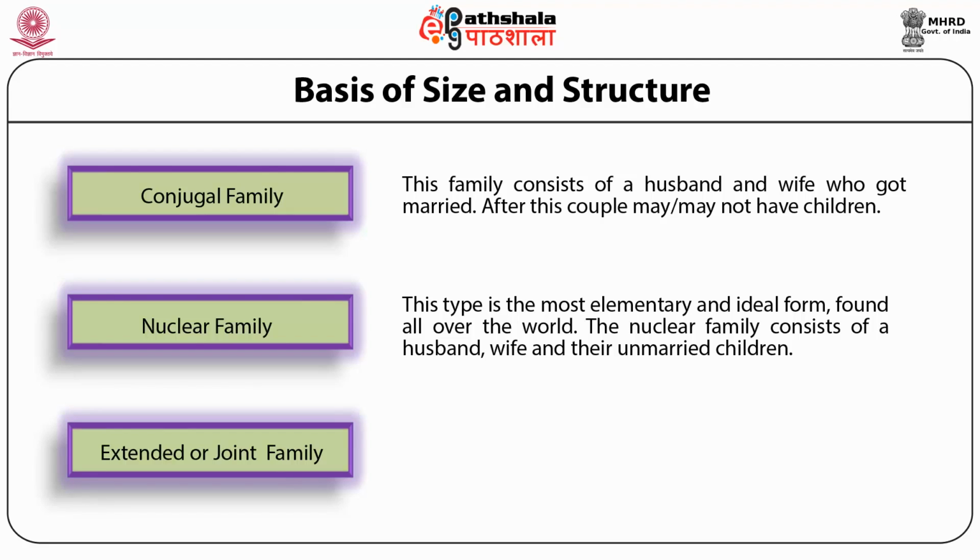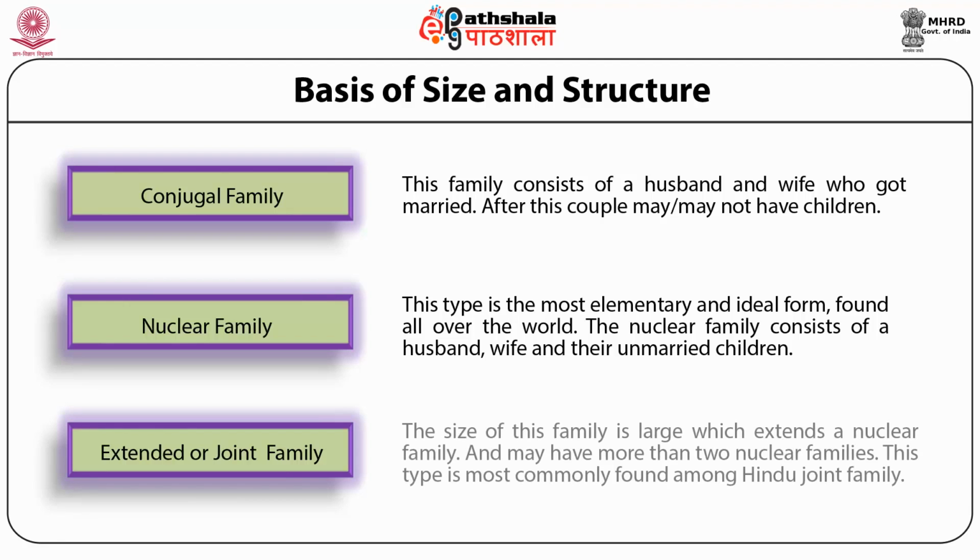Size is small. This is an independent autonomous unit. It is also known as the primary family. Orientation and procreation are its parts. Then comes the extended or joint family. The size of this family is large, which extends a nuclear family and may have more than two nuclear families. This type is most commonly found among the Hindu joint family.